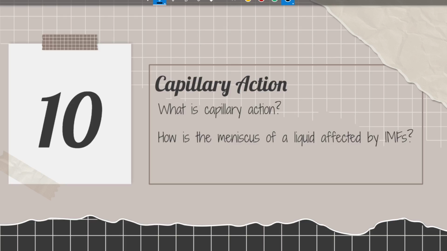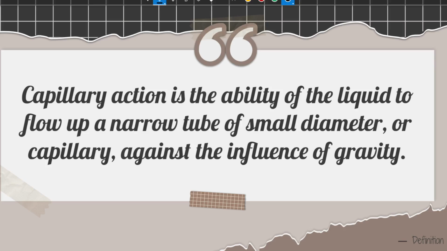Okay, so now let's talk a little bit about capillary action. And again, this is just going to be a little bit conceptual. We're not going to do any math with it. It's just to let you know why capillary action really happens. Capillary action is the ability of a liquid to flow up a narrow tube of a small diameter against the influence of gravity. So you're not really doing anything else. The liquid will just come up through that capillary.